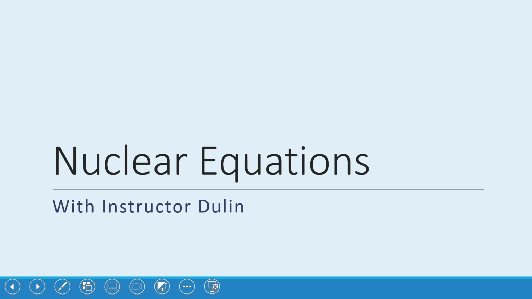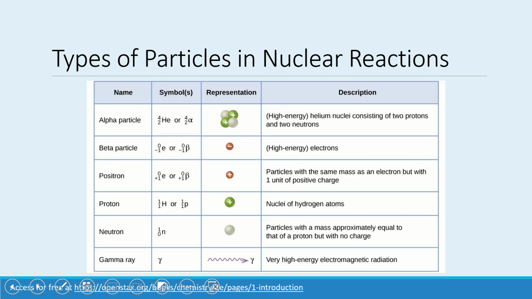Okay, so we're going to skip on to the next section, nuclear equations. And we're going to look at different types of particles that are in nuclear reactions. Okay, and so there's at least 6 that we talk about in this class.